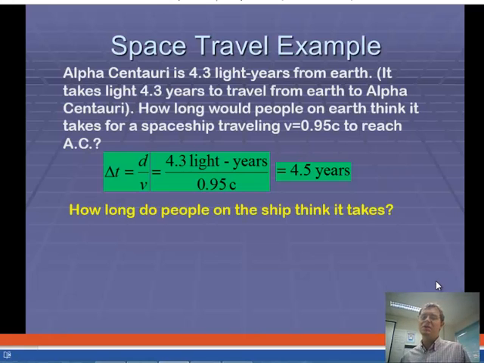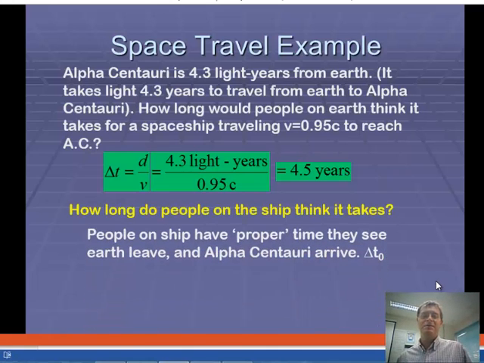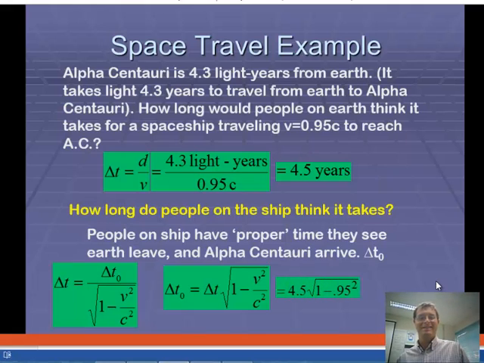How long do people on the ship think it takes? Well, their perception is different. People on the ship have proper time. They see Earth leave and Alpha Centauri arrive. So what happens here is using the time dilation formula and rearranging for their proper time. Their proper time is going to be 1.4 years. So there's some example of time dilation. Hopefully that'll be useful for you.